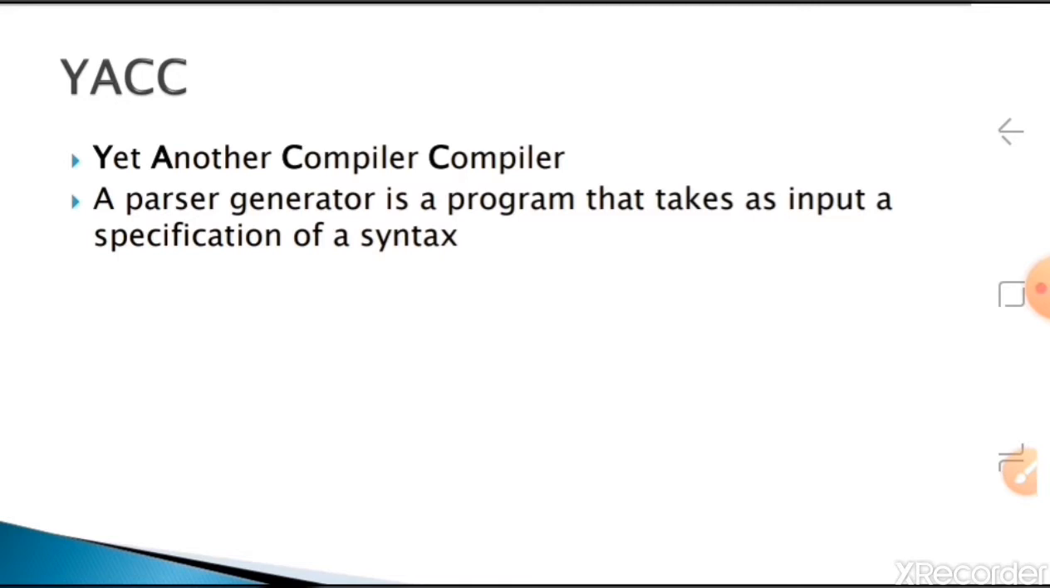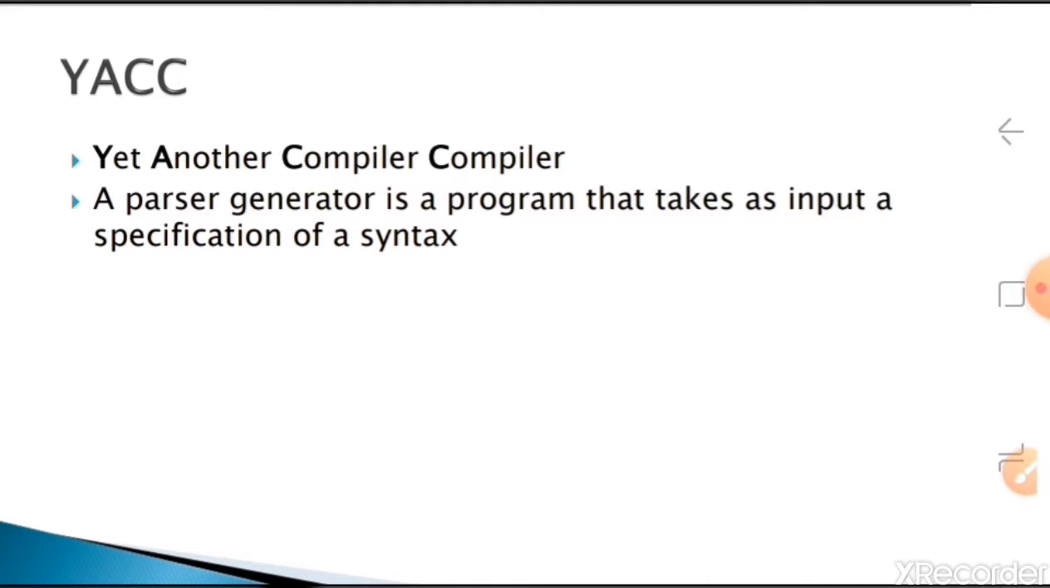It's nothing but, YAC will be used in the parser phase of our compiler. So YAC itself is one small compiler which compiles the code of another compiler you are writing. Okay, so that's why we call it YAC, that is, yet another compiler. Okay, this will be used in the parser phase, that is our syntax analysis phase.